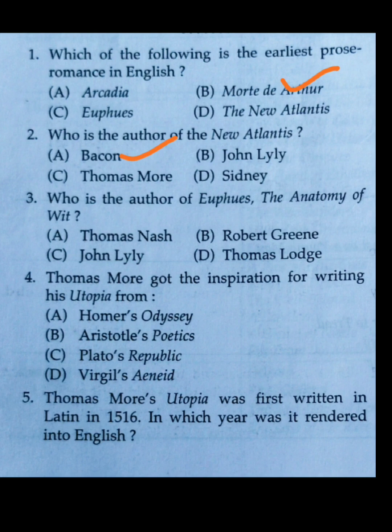Next, who is the author of Euphues, the Anatomy of Wit? Here the correct answer is John Lilly. John Lilly is the author of Euphues, the Anatomy of Wit. Thomas More got the inspiration for writing his Utopia. So Thomas More has written Utopia, and for writing Utopia he got inspiration from Plato's Republic. Option C is the correct answer.